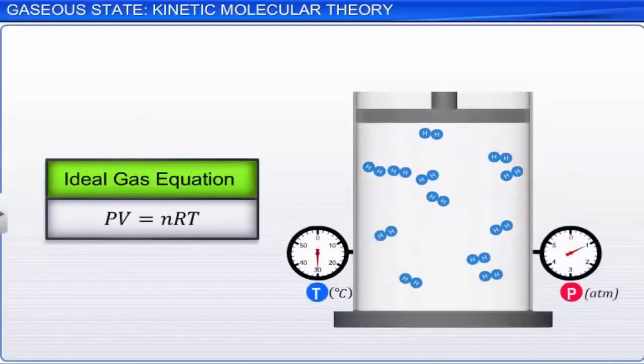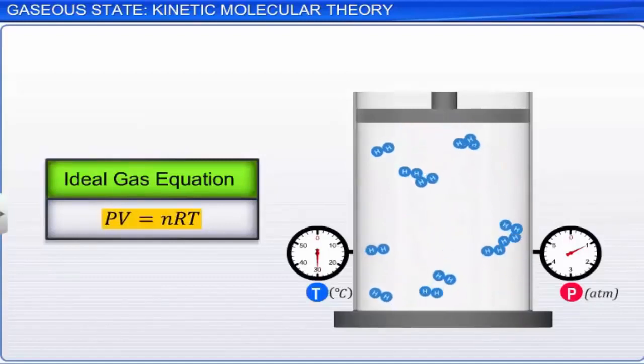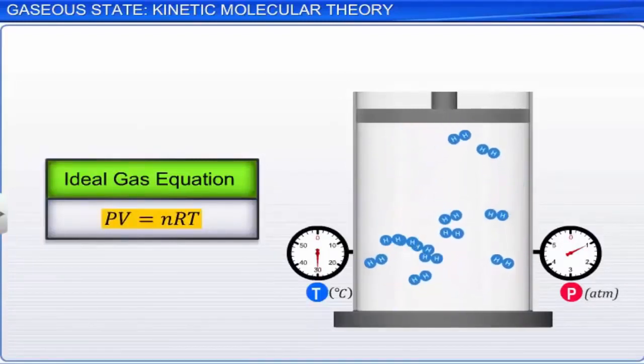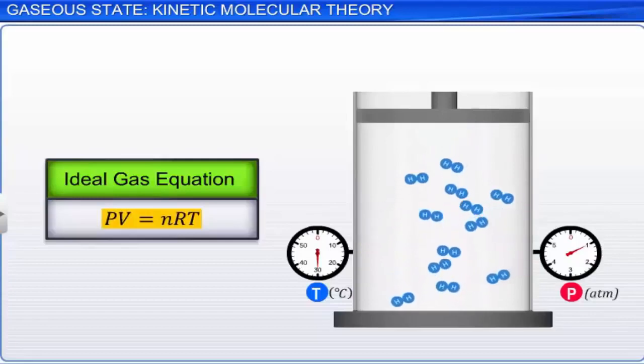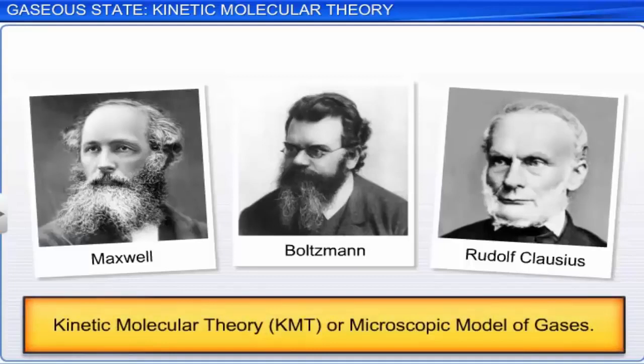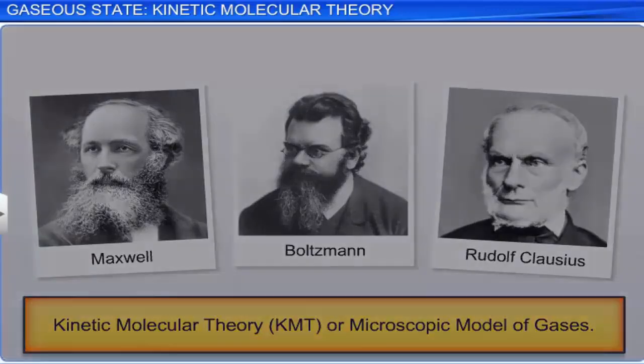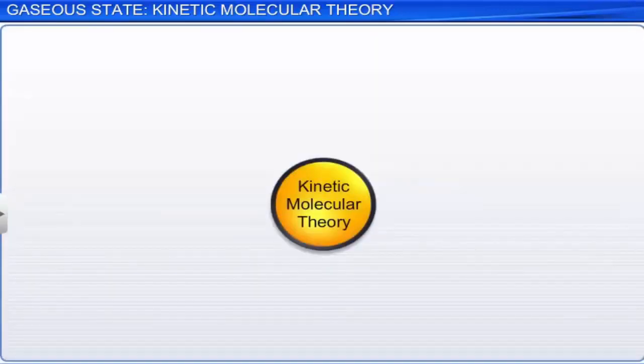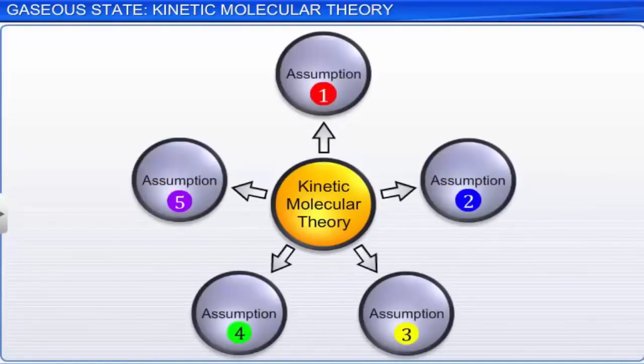We have learnt that the ideal gas equation describes the behavior of gases based on experimental observations. To understand the behavior of gases at the molecular level, scientists developed a theoretical model called kinetic molecular theory, KMT, or microscopic model of gases. Kinetic molecular theory is a set of five assumptions that describes the behavior of molecules in a gas. Let's discuss the assumptions and how they are justified in detail.